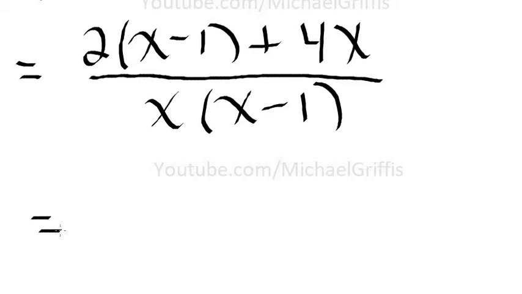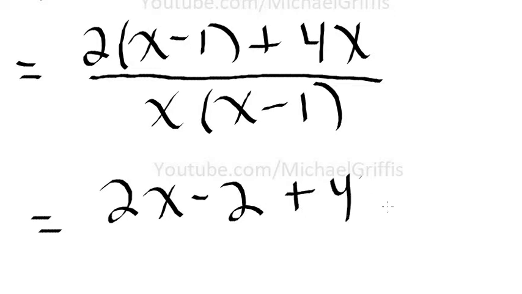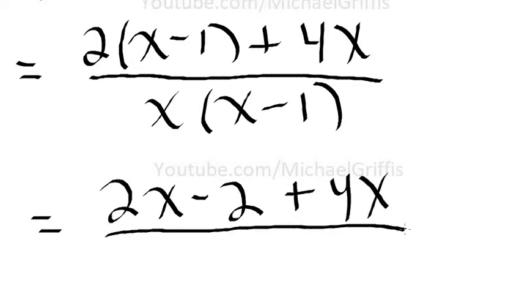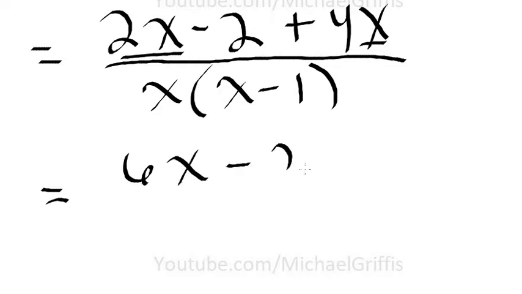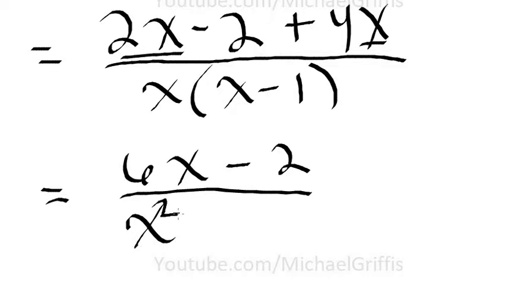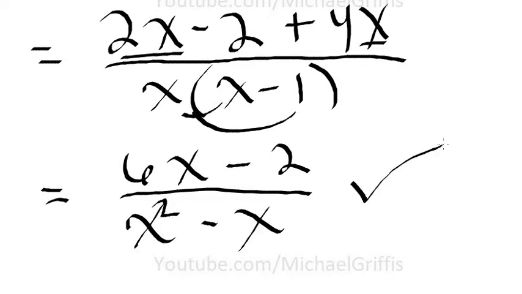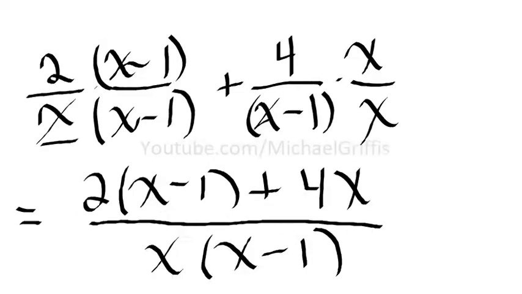Now let's go ahead and distribute that 2 across, so we have 2x minus 2 plus 4x, all over x times x minus 1. Okay, let's collect up our like terms. We have a 2x and a 4x, so that becomes 6x minus 2 over x times x minus 1. We want to distribute this x across. We have x squared minus x. Alright, that takes care of the numerator.